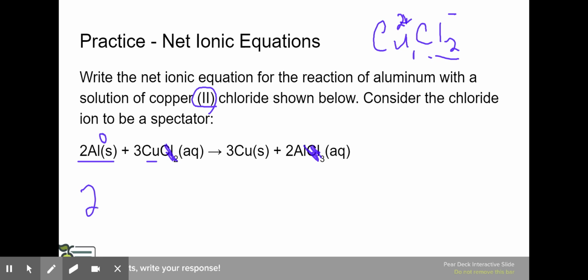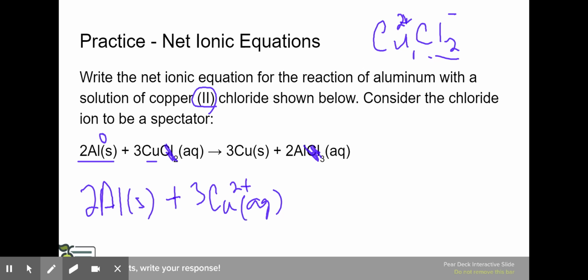So we have 2Al, that doesn't change, as a solid, plus 3 coppers with a 2+, and whenever it's ions, it's dissolved in water. Whenever it's atoms, it's not. In this case, just think of putting aluminum in water. It doesn't dissolve in water. It's got to be in its ionic form to dissolve in water. So that'll be the left side, and then on the right side we have 3 moles of copper atoms, I should say. So that's going to be written as solid. Again, that has no charge; it's 0.